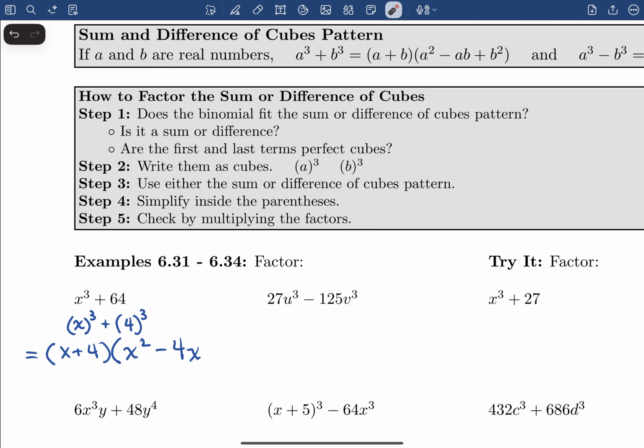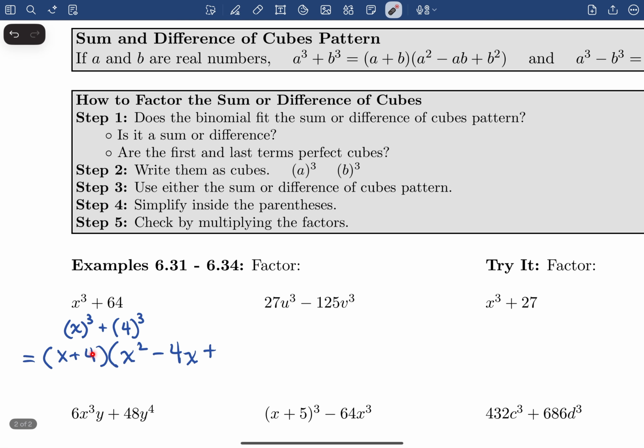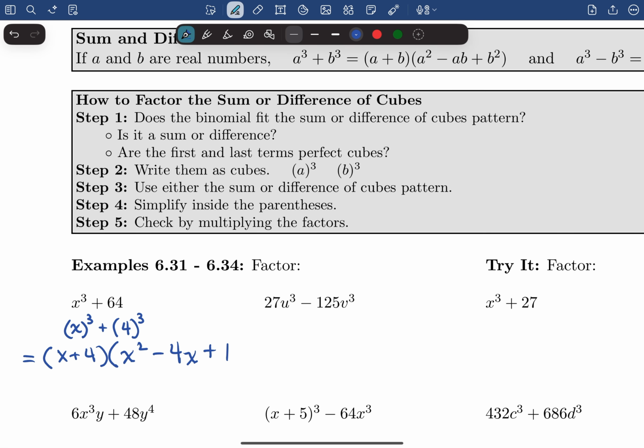And now we add whatever the b value is squared. So in this case, 4, I'm going to square it, and 4 times itself is 16. Okay, so we have now factored the sum of cubes. This is the factored version.